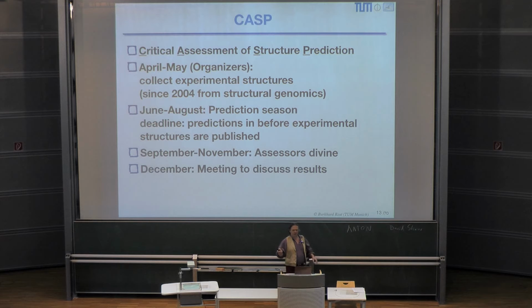We collect for several months, so that is referred to here as the collection season, April to May. April to May we set up the experiment. June to August is the prediction season. And then comes the point when all the targets have been submitted. September to November is the period when the people who look at the quality of these models discuss that for 3 months, and then everybody meets at some point in December. Right? This is the CASP experiment.